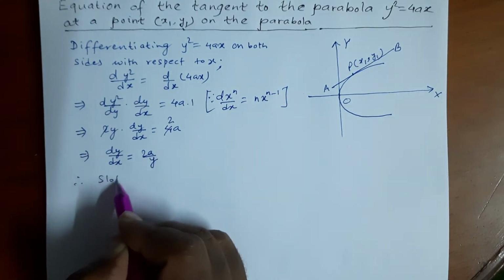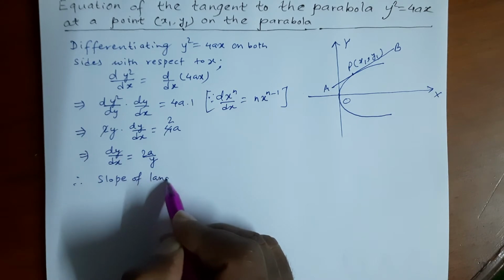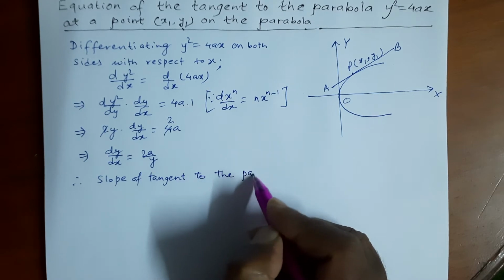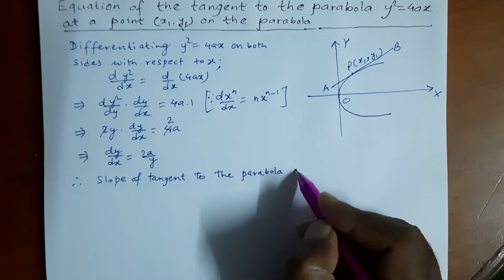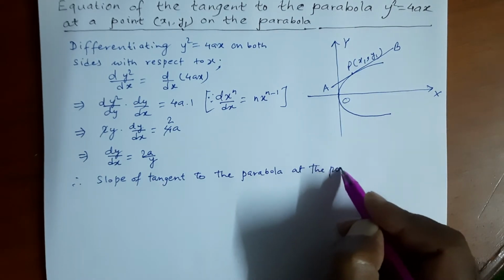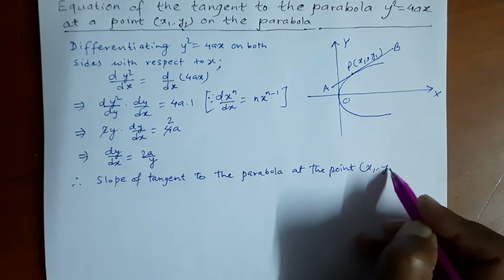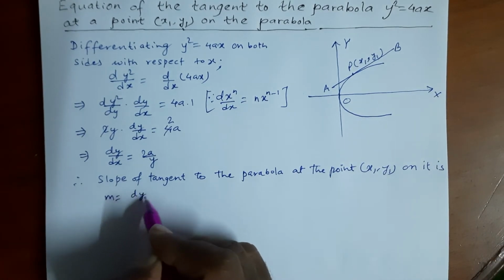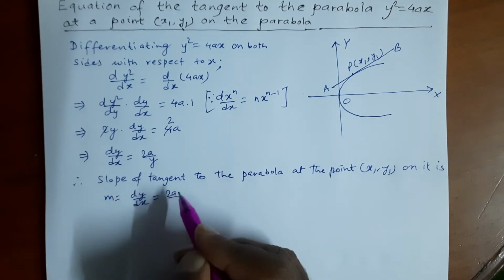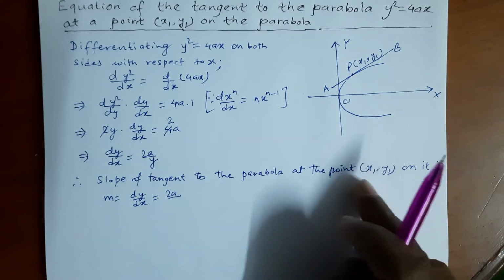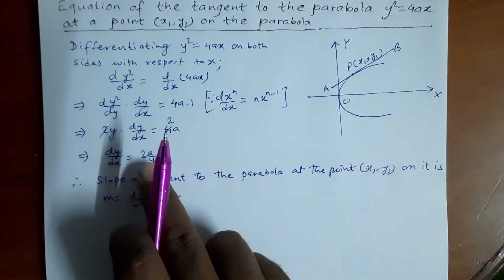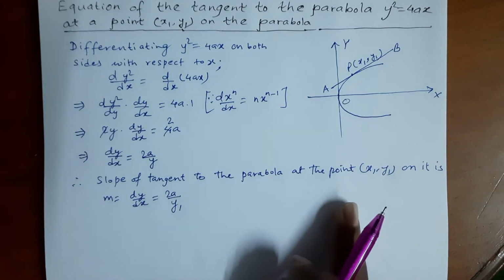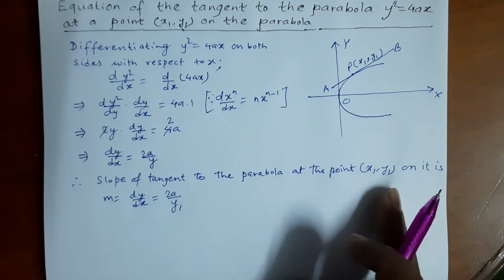Therefore, the slope of the tangent to the parabola at the point x1 y1 on it is m equals dy by dx equals 2a over y, and in place of y we can substitute y1. There is no x, so in place of y we put y1. So 2a over y1 is the slope of the tangent to the parabola at the point x1 y1 on the parabola.